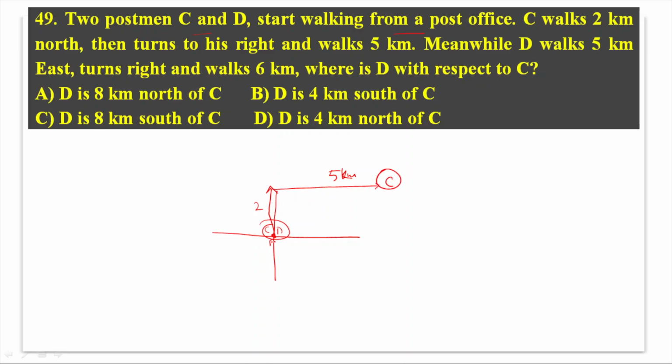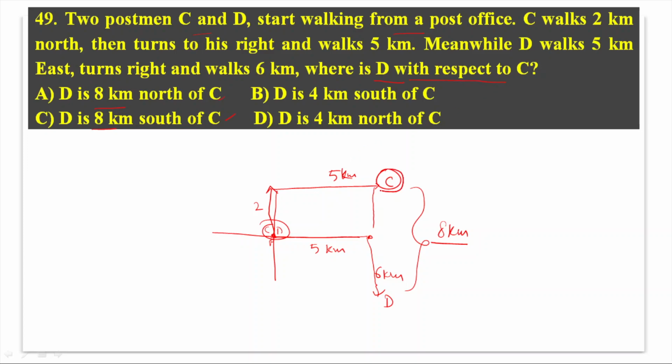Next. Meanwhile, D walks 5 kilometers. Now D is here. And next it turns right and walks 6 kilometers. So the distance between C and D now will be 8 kilometers. So 8 kilometers must be our answer. Either A or C will be our answer. What do you ask in the question? Where is D with respect to C?